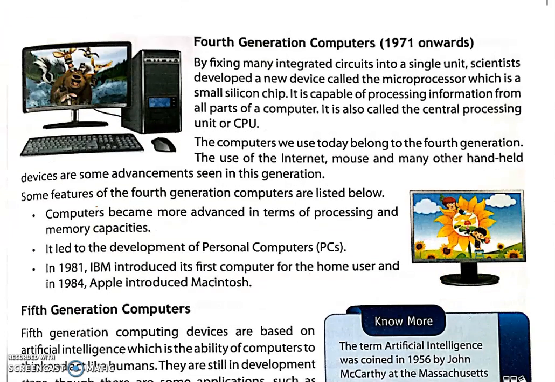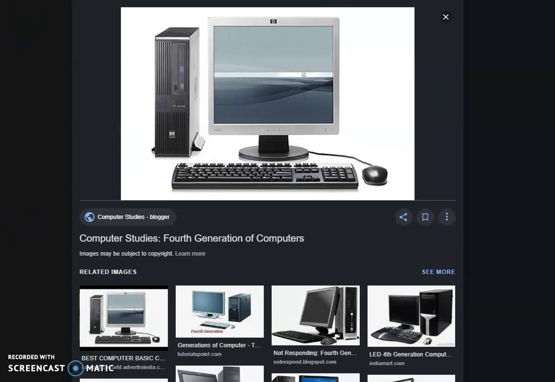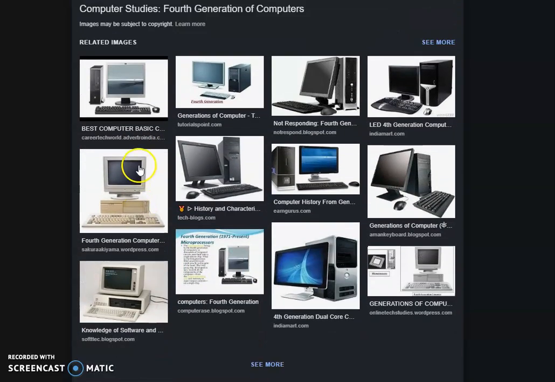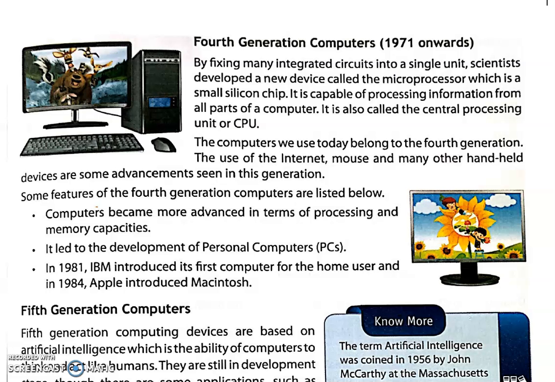Next comes fourth generation computers. The fourth generation has been going on since 1971. Even today, most of us actually use fourth generation computers. You can see it looks like the modern day computer. As you can see, this is a modern computer, a fourth generation computer. It has a sleek monitor, a sleek processor, sleek CPU, sleek processing unit, and it has a nice keyboard with a mouse attached to it. So it is normally the kind of computer that you see in your home. See, these are all fourth generation computers.